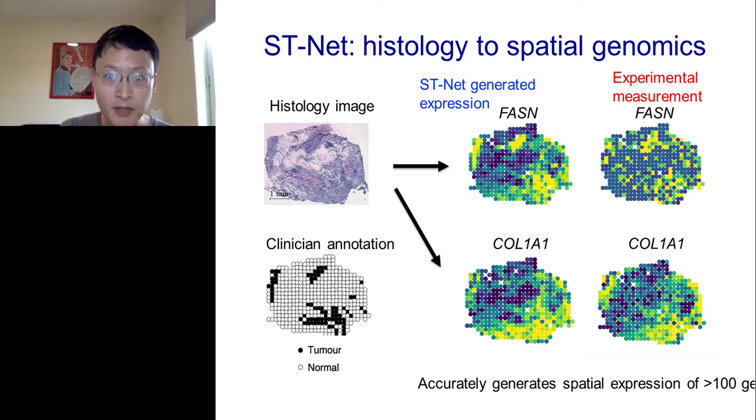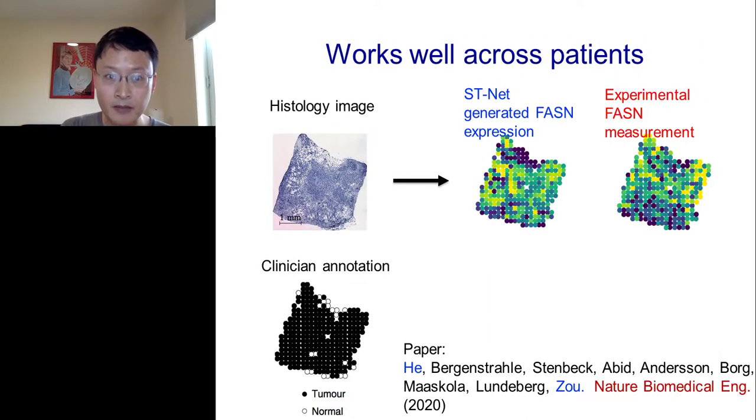And if you have a second patient, maybe you have a different biopsy sample, a different histology image, that's also fine, right? The algorithm would take a look at just this raw histology image and is able to make profiles for this gene expression of FASN and also for 100 other genes. And that also agrees quite well with the experimental measurements, right?